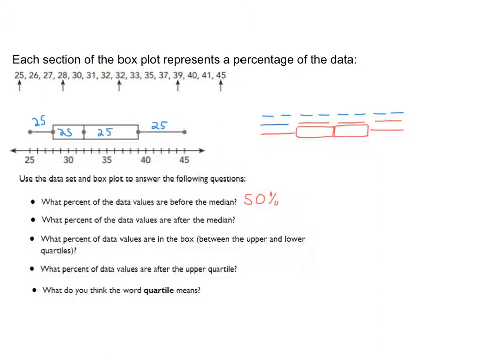All right, next question. What percent of the data values are after the median? Well, if 50% are below, then of course 50% will be above. What percent of data values are in the box? And they're talking both boxes between the Q1 and Q3, or between the lower quartile and the upper quartile. That's 2 boxes that we're talking about, so that's also going to be 50%.